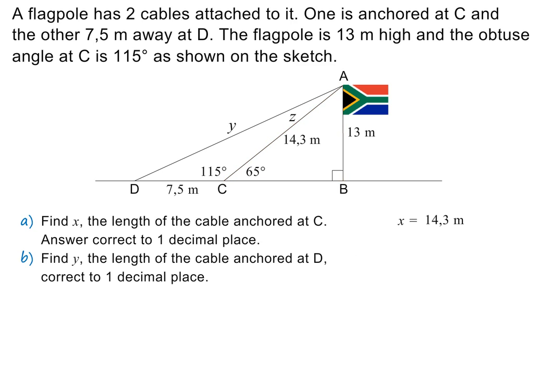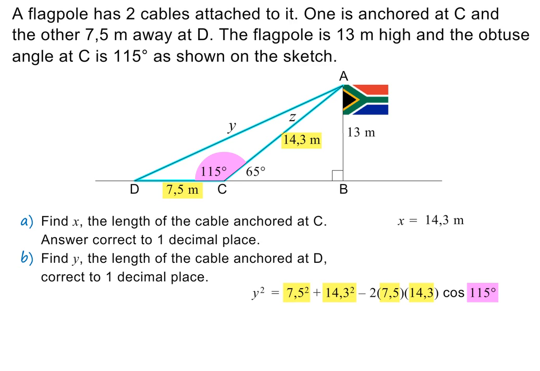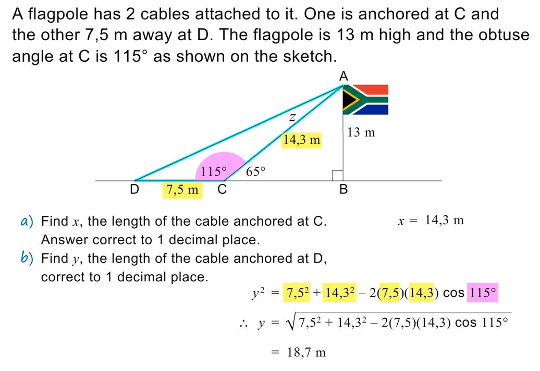In part B, we are asked to find y, the length of the cable anchored at D. This is the triangle we need to use in order to find y. And we are lucky because we know the lengths of two sides and the size of the included angle. In other words, we can use the cosine rule to find y. We can therefore write that y squared is equal to the following. And because we want y and not y squared, we need to square root both sides. We are now ready to use the calculator. Correct to one decimal place, y is equal to 18,7 meters. Let's go on to do part C.